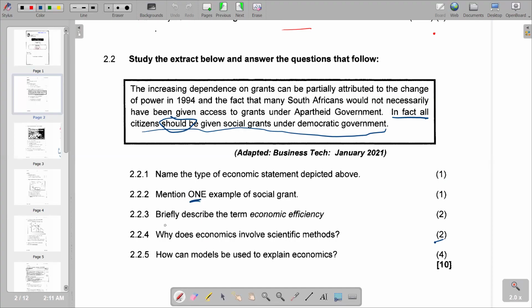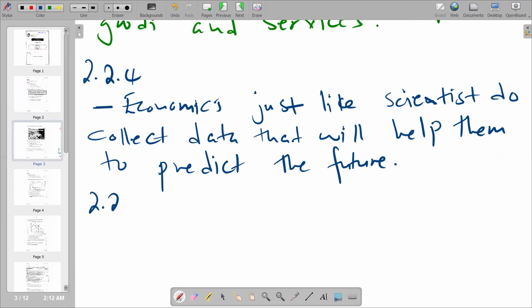So going to the last question that we have, it reads, how can models be used to explain economics? You see that models can be used to explain what is happening in economics and predict what is going to happen next. So they are used to make predictions of what is going to happen in the future. So it is something to base policies and decisions on by economists. So we can put it down again in the answer section by saying 2.2.5.